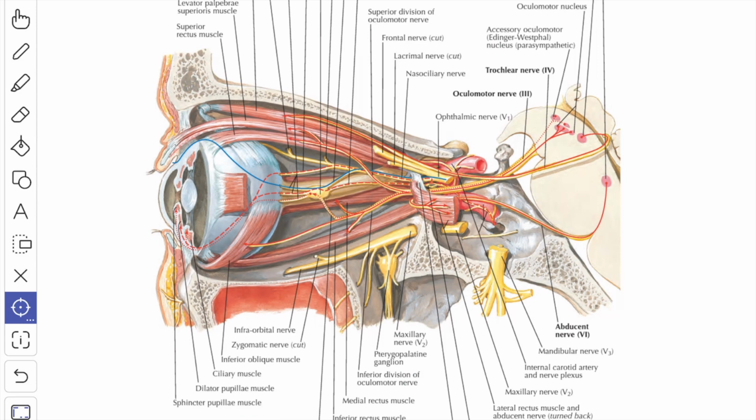The third component is the general visceral efferent fibers. That means the preganglionic parasympathetic fibers for the constriction of the pupil and for accommodation.